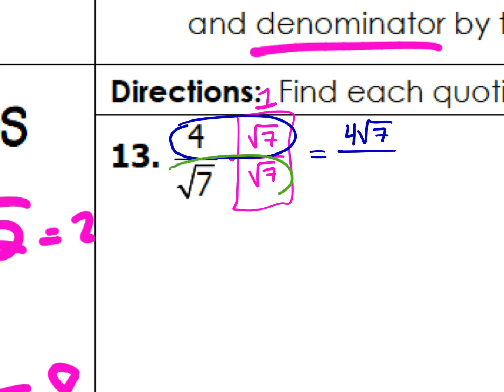What is the square root of 7 times the square root of 7? 7. It's the square root of 49, which is 7. Is this an acceptable answer? Yeah, you can have a radical in your numerator. You just cannot have a radical in your denominator. So that's your answer, and we're done. Now, if we could have simplified that, we would, but 4 and 7 are not divisible by any same number. So it's done, and we are good to go on that one. Questions on that?